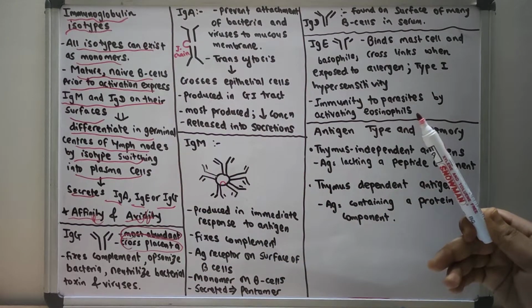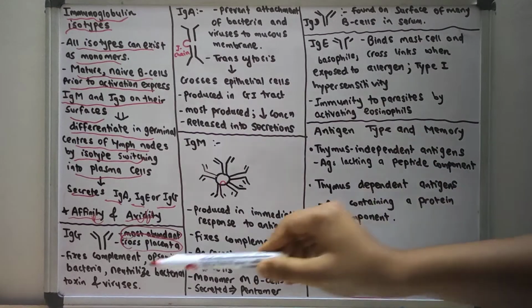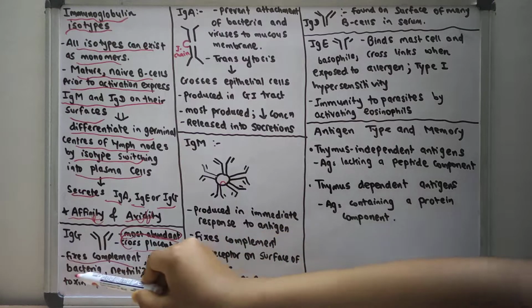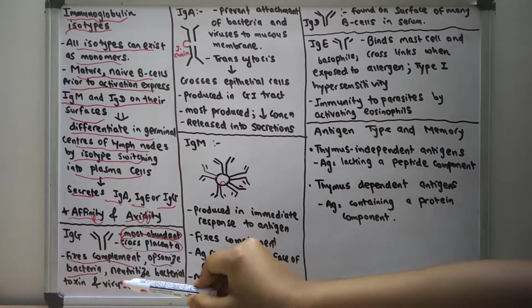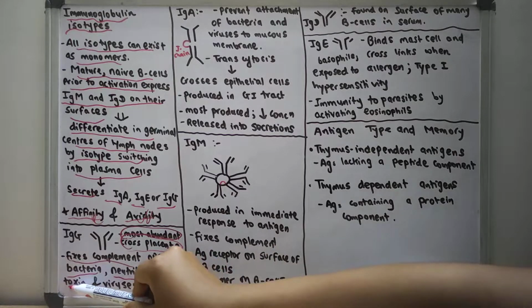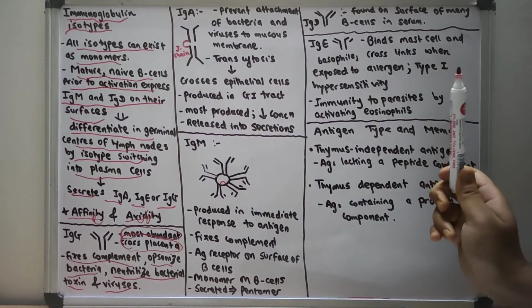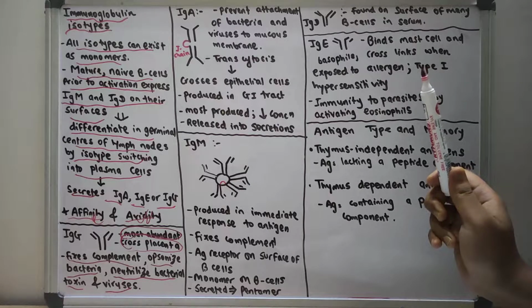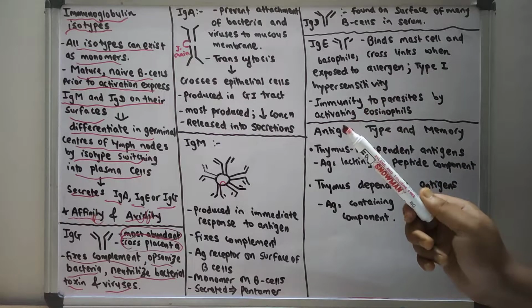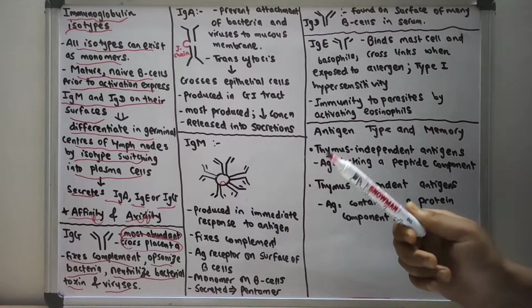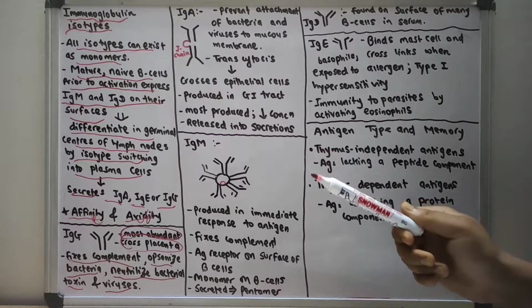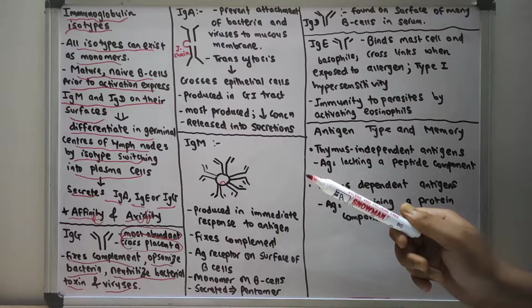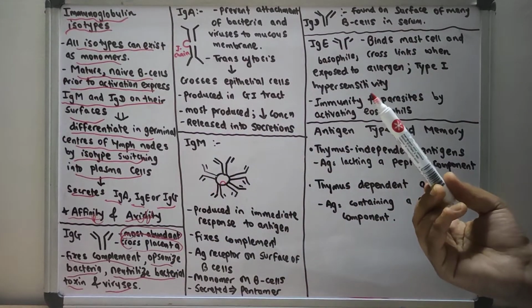The various functions of immunoglobulin G are: it fixes the complement, it opsonizes the bacteria, and it helps to neutralize the bacterial toxin and various viruses. I have already told you that it is the only isotype that crosses the placenta, and it provides the infant with passive immunity that starts to wane after birth. So this is the brief introduction about immunoglobulin G.